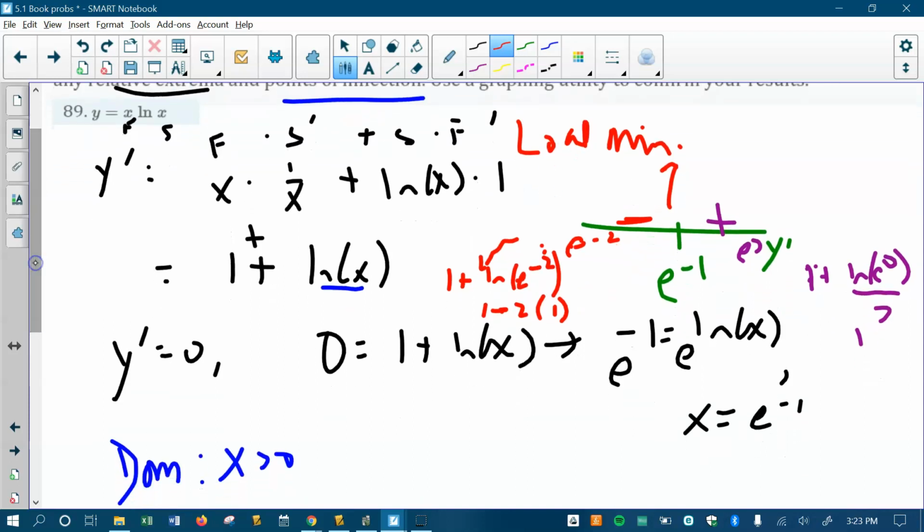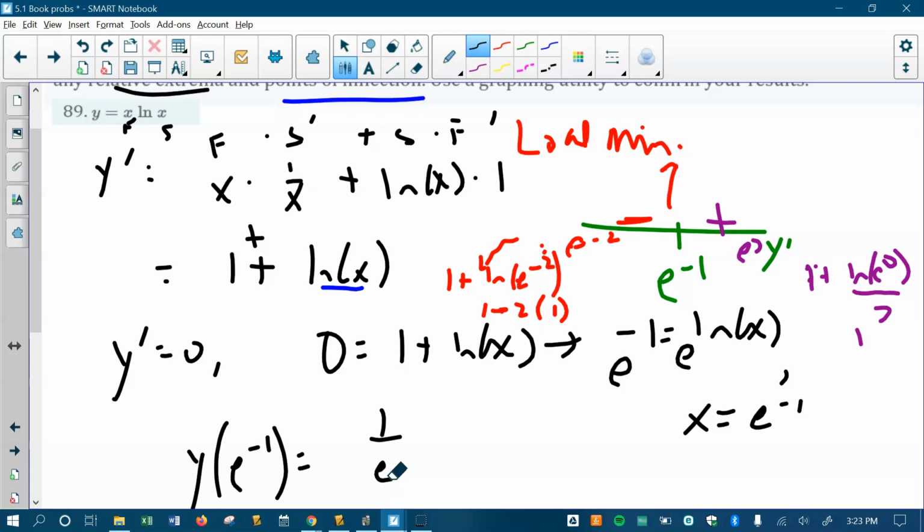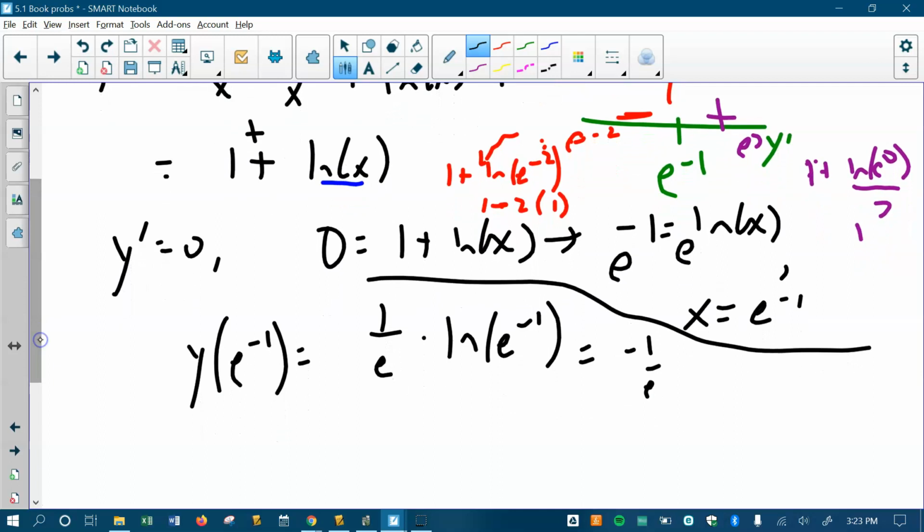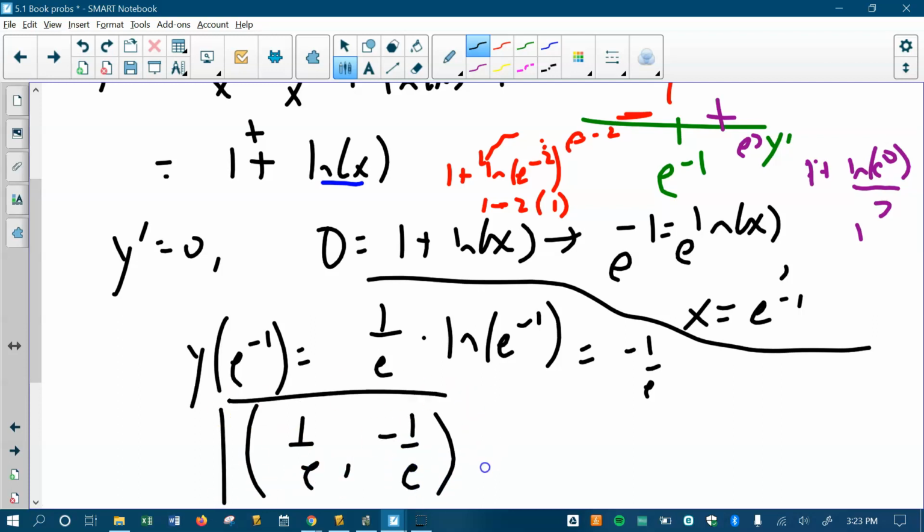To find the actual relative extrema, we will need to plug it in. I'm going to erase this domain part. Let's do y of e to the negative first, which is 1 over e, because e to the negative first is 1 over e, times ln of e to the negative first, which is negative 1 over e. If you're not sure about that, please resort to your pre-calculus videos. So the final answer is 1 over e, comma, negative 1 over e. That's just the extrema.